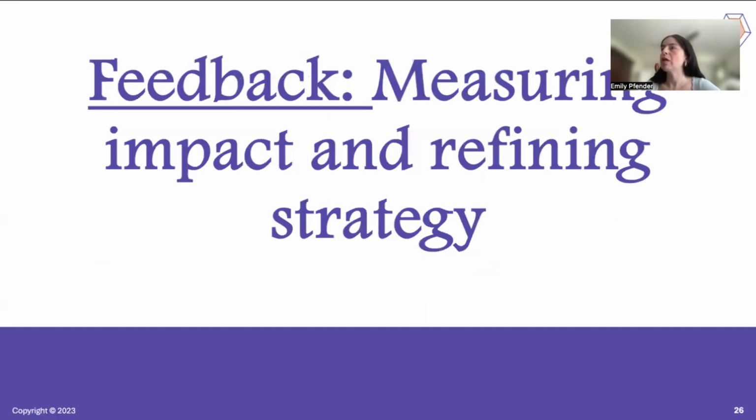Let's move on to feedback. So measuring impact and refining strategy. So the goal of social media is to disseminate research findings, rather than storing them solely in a journal that might not be as accessible to the general public. And so examining feedback and engagement metrics is really critical to understanding our dissemination efforts and can help us refine our work to ensure that we're reaching as many people as possible.